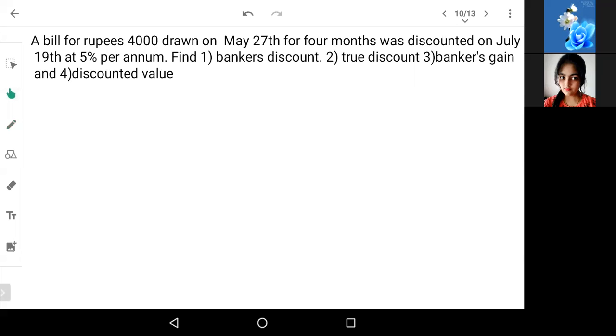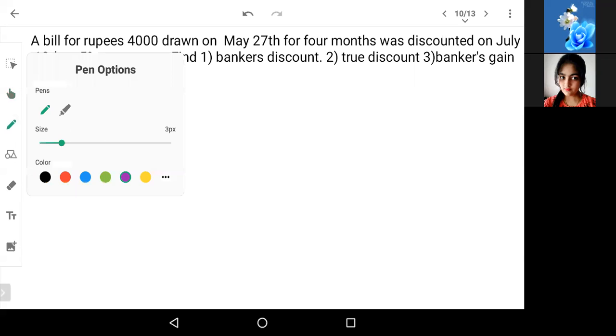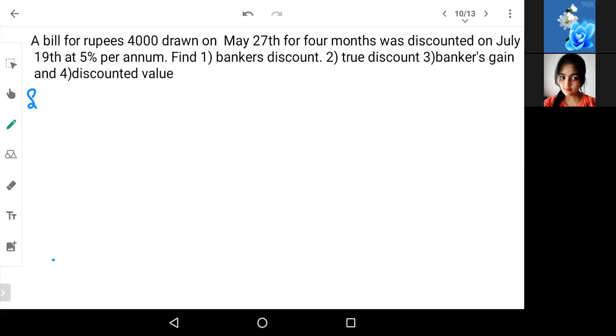A bill for rupees 4,000 drawn on May 27th for 4 months was discounted on July 19th at 5% per annum. Find banker's discount, true discount, banker's gain and discounted value. So we have to understand what all is given to us, and then only we have to solve. So let us see what all is given to us.